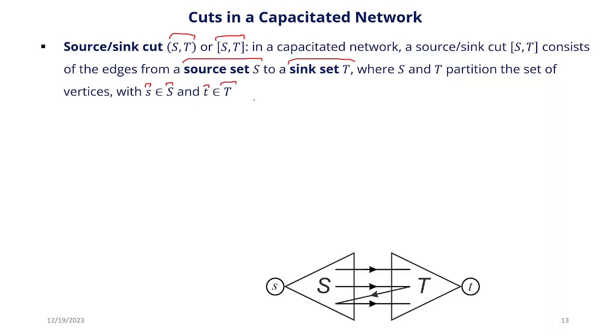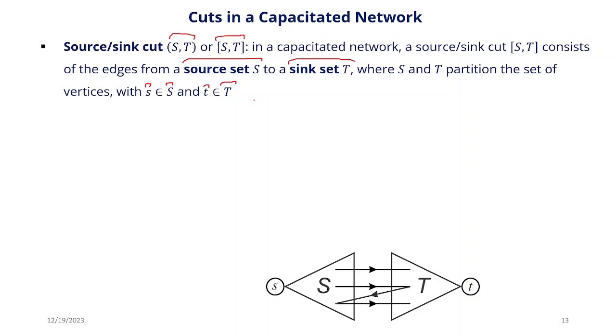Now what we are trying to do is expand the concept of source and sink to include other vertices in the graph. Not just one vertex is the source, but a set of vertices is the source, and not just one vertex is the sink. Rather, a set of vertices is in the sink.